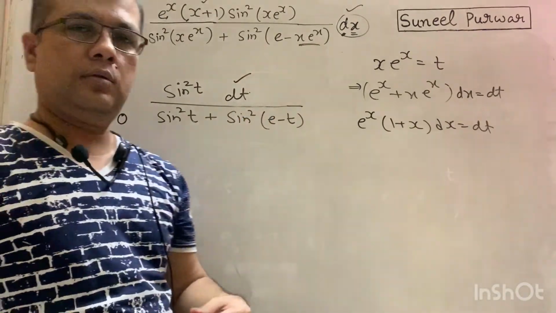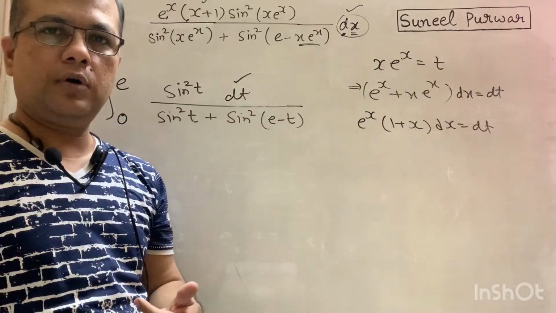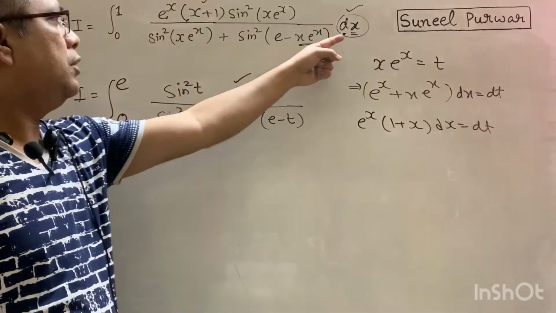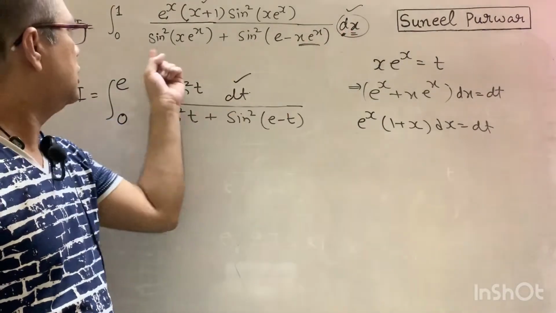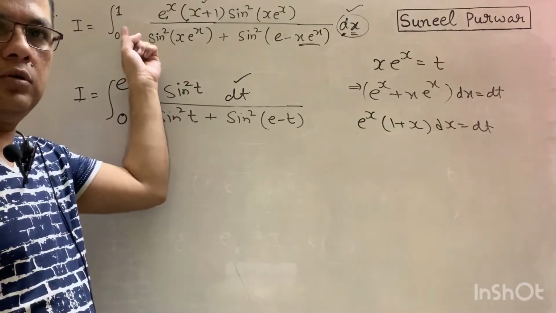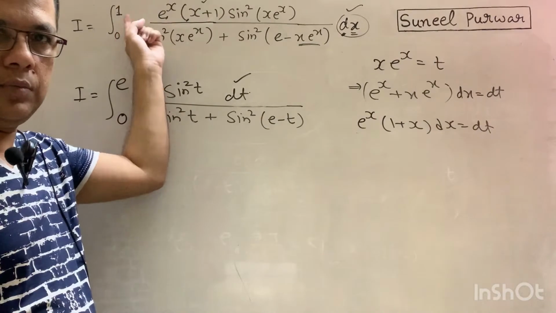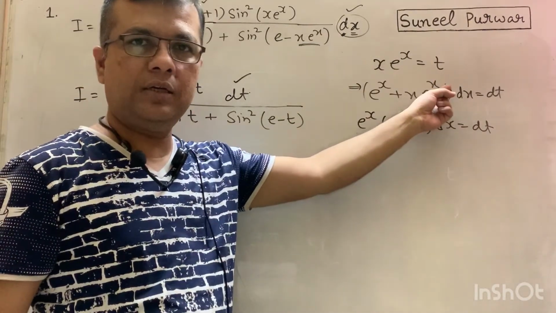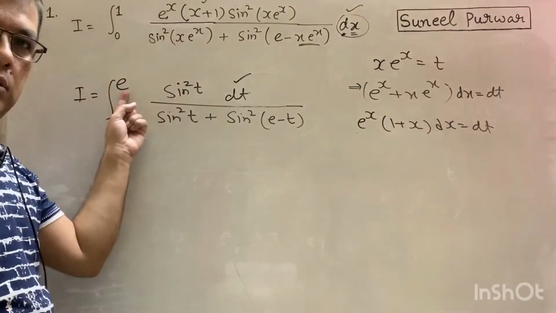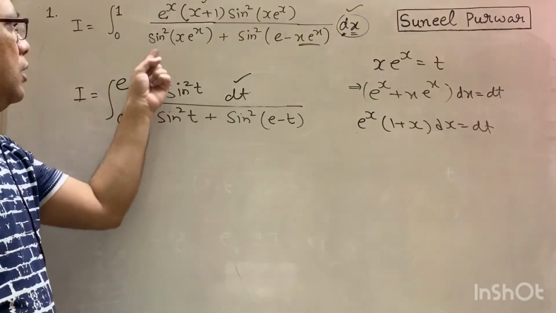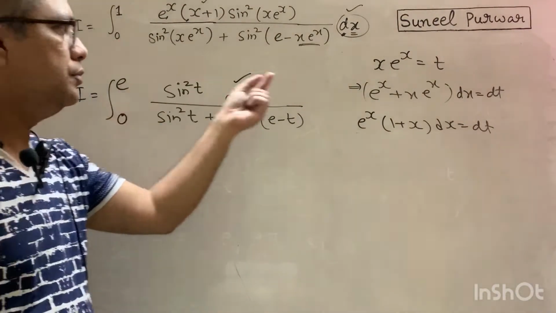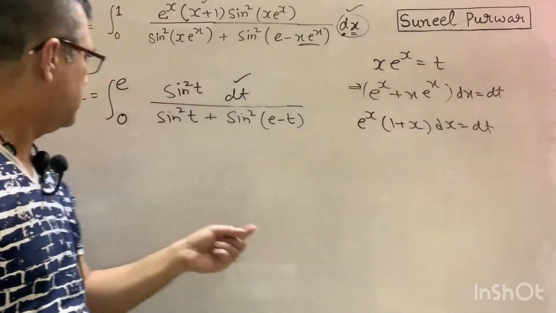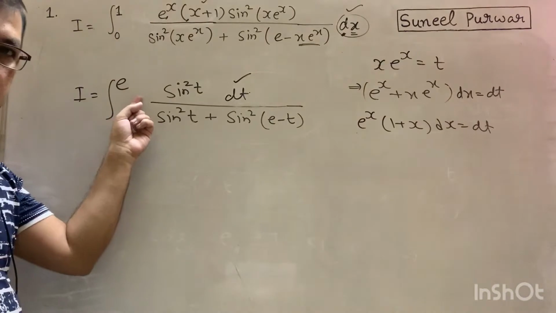And whenever you are making a substitution, don't forget to write the new limits there. So the old values are what? x is from 0 to 1. Lower limit 0, upper limit 1. So for x equal to 1, the corresponding value of t is e, so the upper limit is e. For the lower limit x equal to 0, t value is also 0. So these are your new limits.